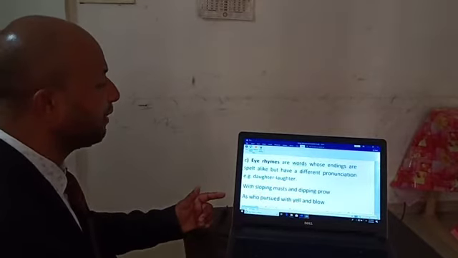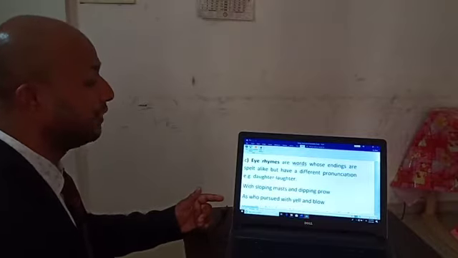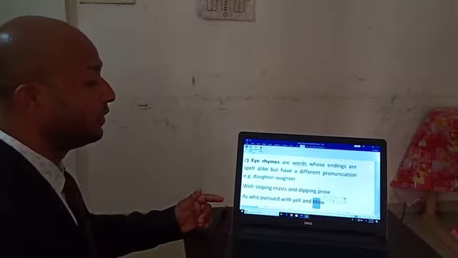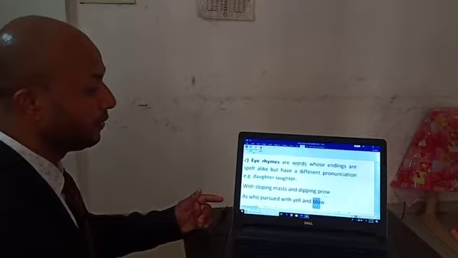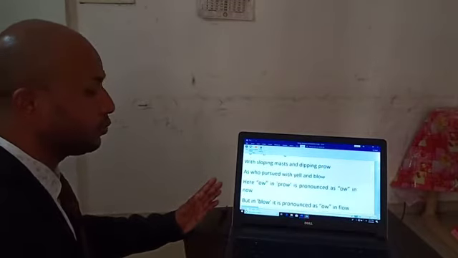So, with sloping mast and dipping prow, as who pursued with yell and blow. It is prow and it is blow. Prow, like now, brow. That ow sound is produced here. Blow, B-L-O-W. But the spelling is the same: O-W, O-W. But the pronunciation differs. So that is what you need to understand.